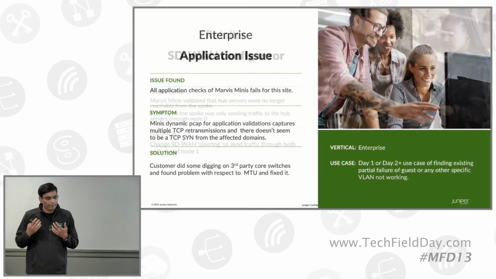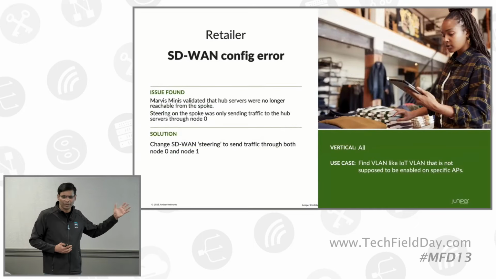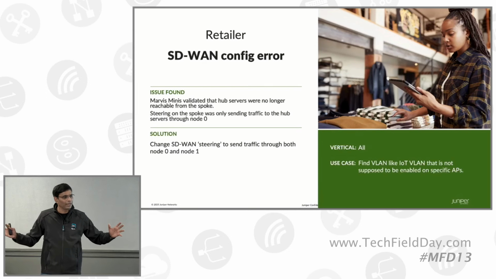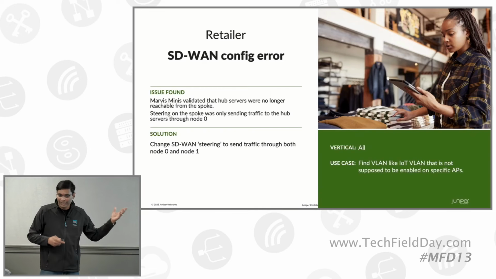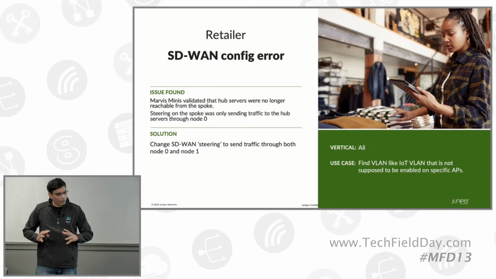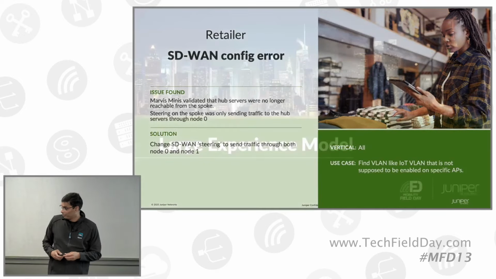And so again, without users having to experience failure, we can get them ahead of this. Similarly, we find a lot of scenarios where, hey, all my SD-WAN is deployed, all the hubs should be active and up and running, and sometimes one of the nodes is actually not, in a large retailer we found. So we're finding all kinds of interesting scenarios with Marvis Minis. With that, Bob, over to you.